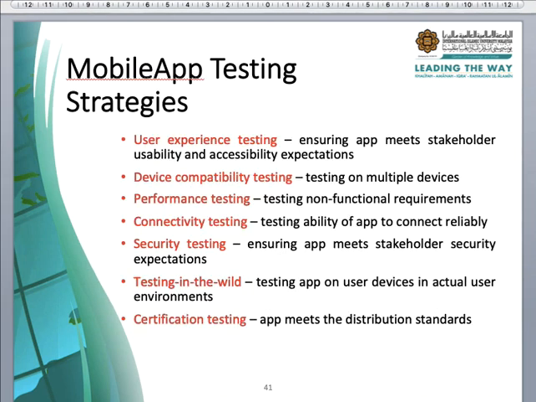Then we also have mobile apps testing. Just now it was web-based web apps. Now mobile apps testing. So everyone uses mobile applications such as your WhatsApp. What is actually tested is user experience, device compatibility testing, performance testing, connectivity testing, security testing, testing in the wild, and certification testing. Testing in the wild means you test the app on user devices in the actual environment.